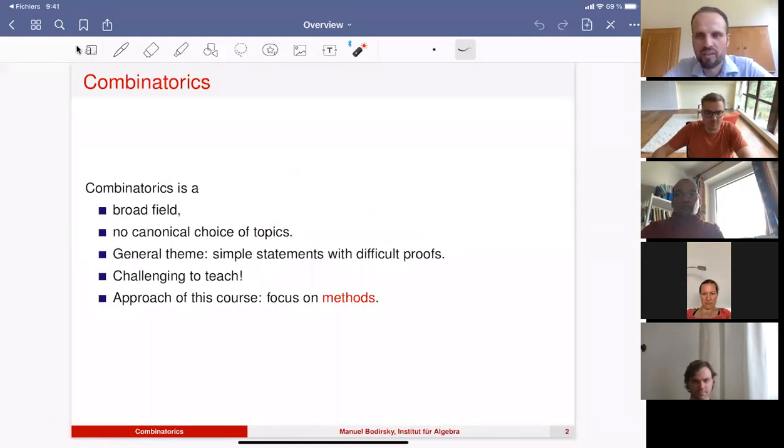Combinatorics is a very broad field. This includes graph theory, discrepancy theory, discrete geometry, many fields. And so there's no canonical choice of topics. It's not like in universal algebra or model theory or linear algebra, where it's clear that you have to cover certain things, but there's a big freedom for the teacher. So actually one can ask, what is the common thing to combinatorics?